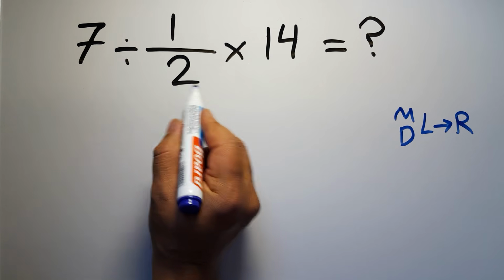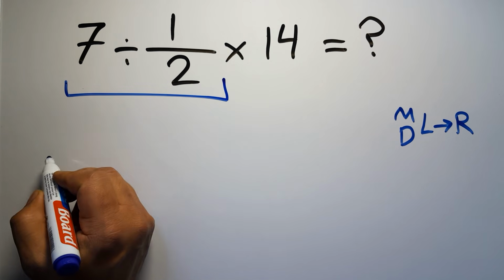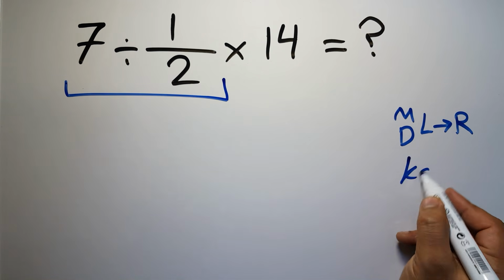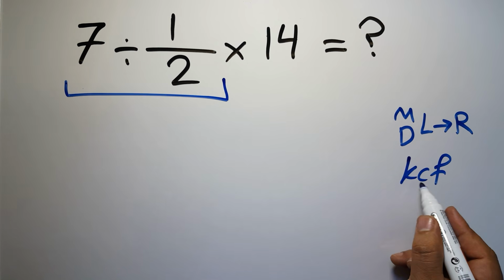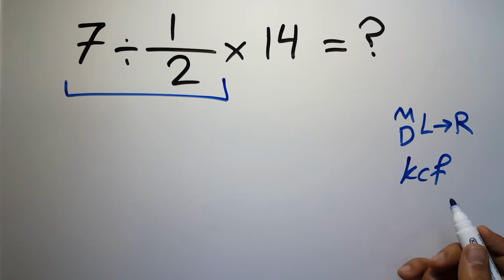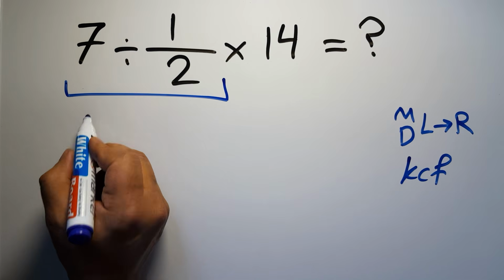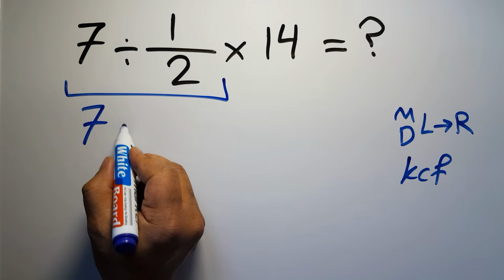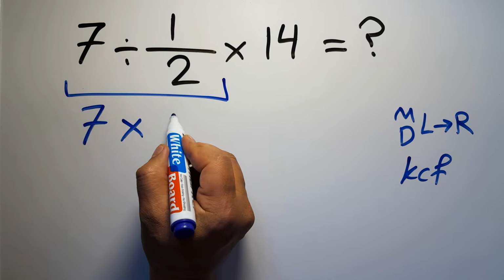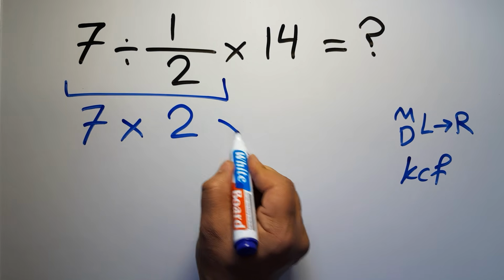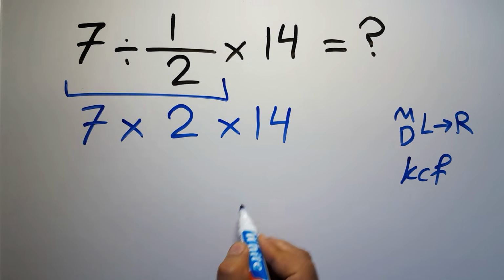7 divided by 1 over 2. According to the KCF rule, K stands for keep, C stands for change, and F stands for flip. We can write keep the first fraction, change division to multiplication, and flip the second fraction. And here we have times 14.